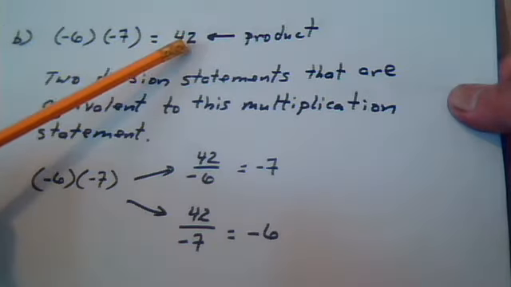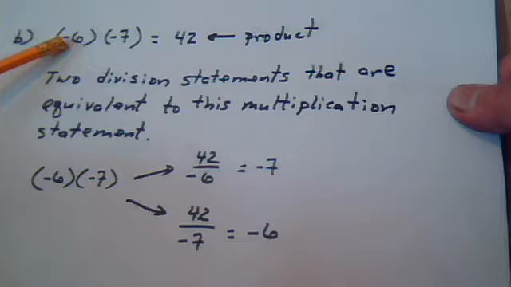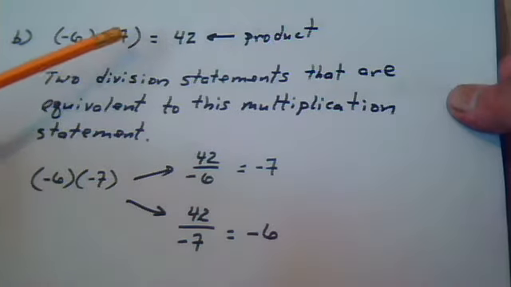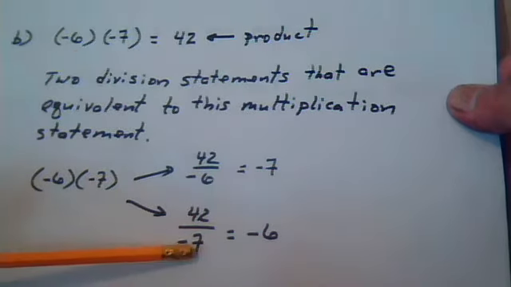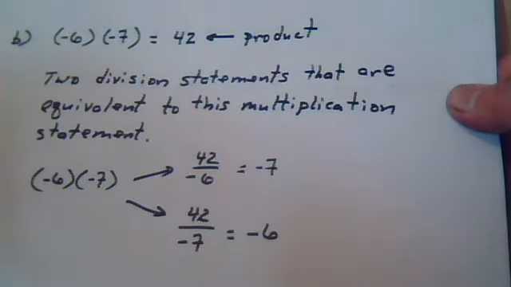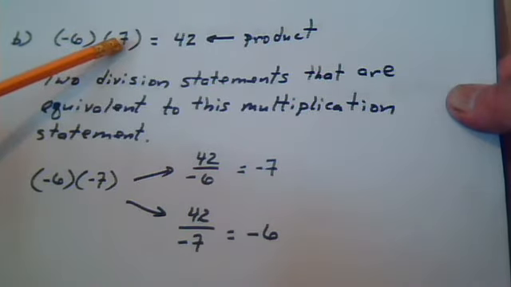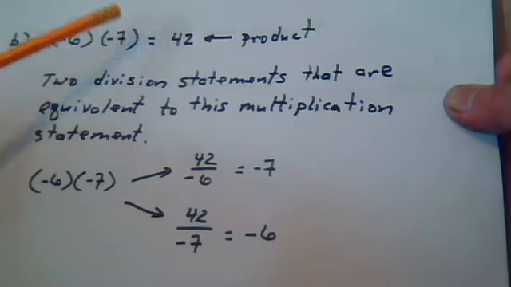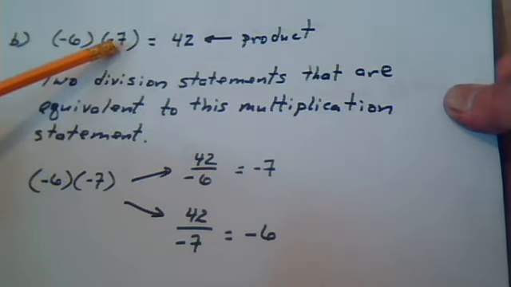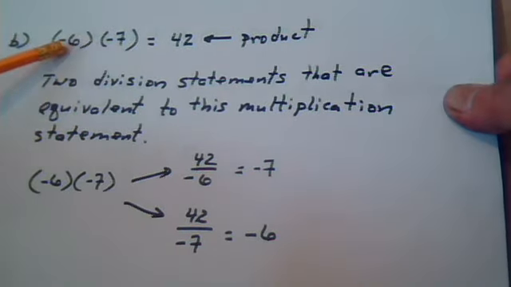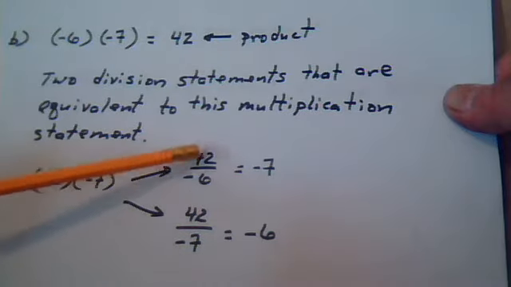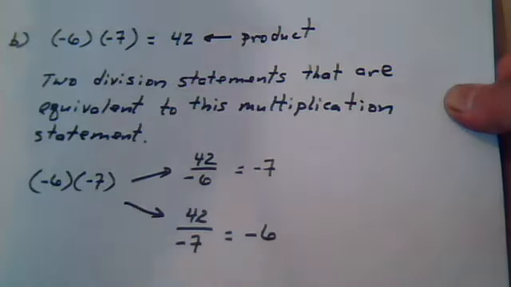And all you have to do is go 42 divided by -6, that's one of them. 42 divided by -7, that's the other one. And then on the other side of the equal sign, this is where you get that number. 42 divided by -6 is -7. And then 42 divided by -7 equals -6. So here are our two equivalent division statements.